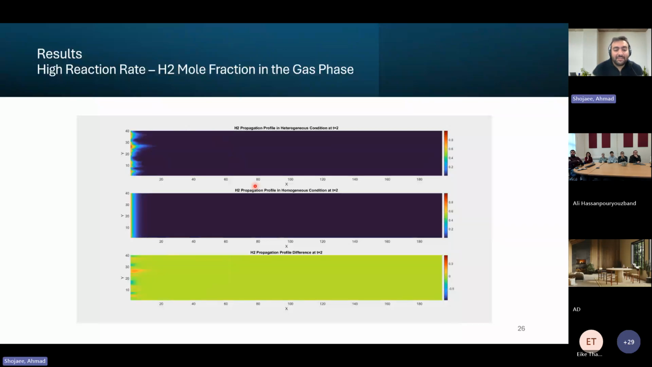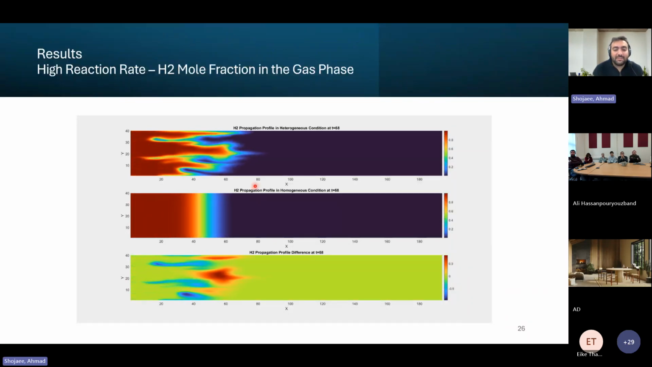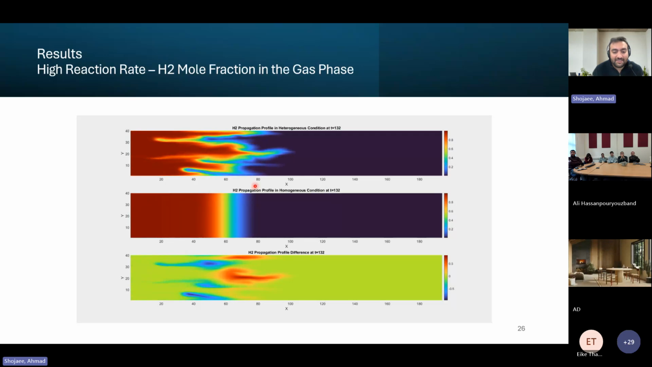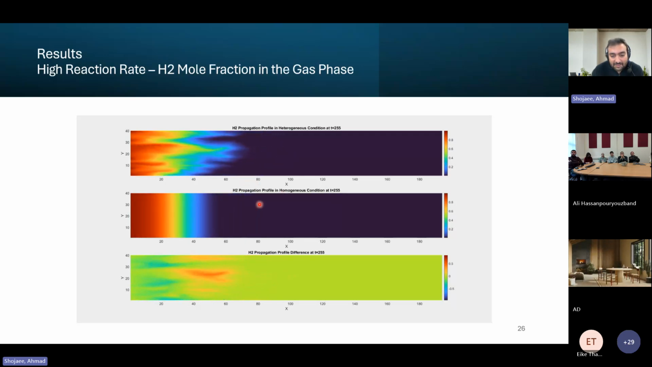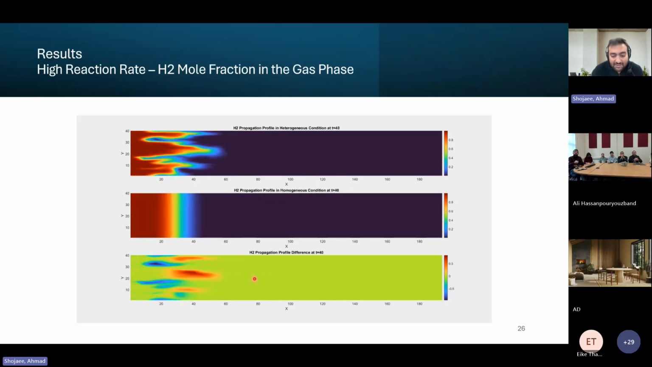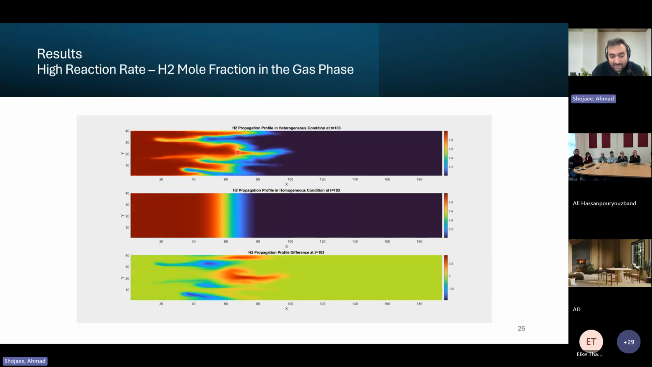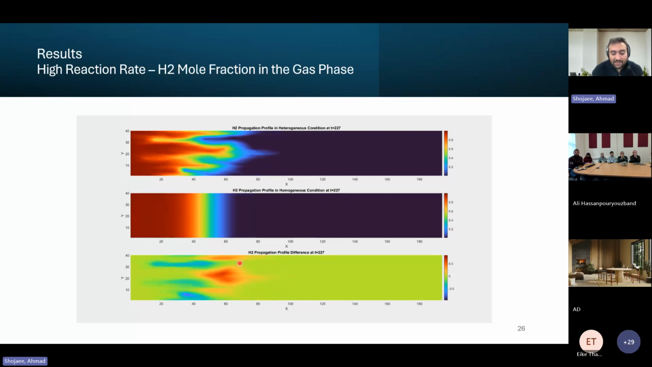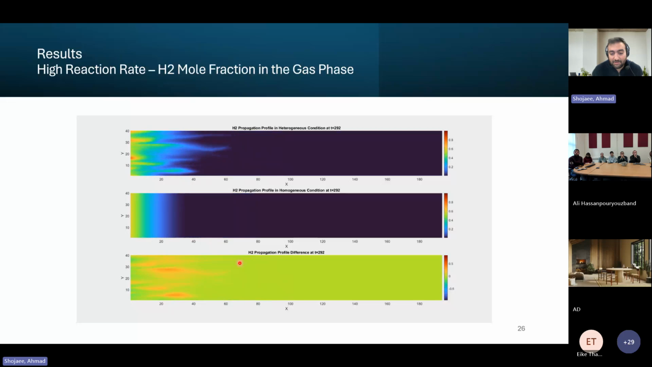So this profile shows the hydrogen mole fraction in the gas phase. The first one is the heterogeneous case. The second one is the homogeneous case, and the third one is the difference between the heterogeneous case and the homogeneous case. This profile tells us that there is a difference between the heterogeneous and homogeneous cases, but we cannot find out how much the difference is in terms of hydrogen loss.